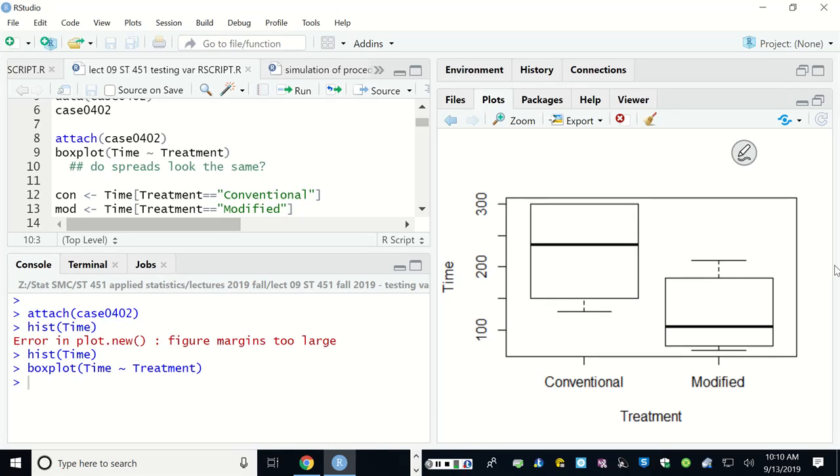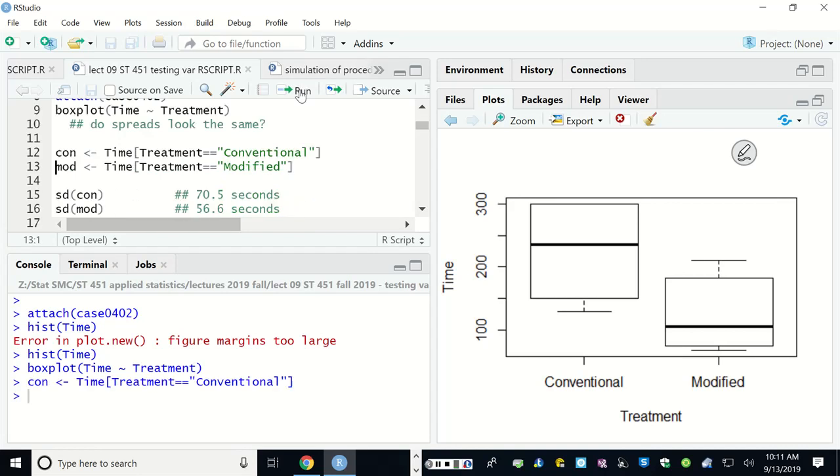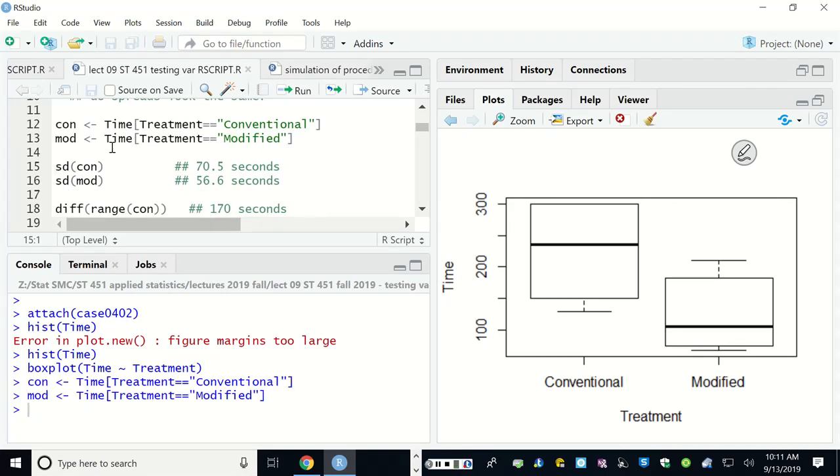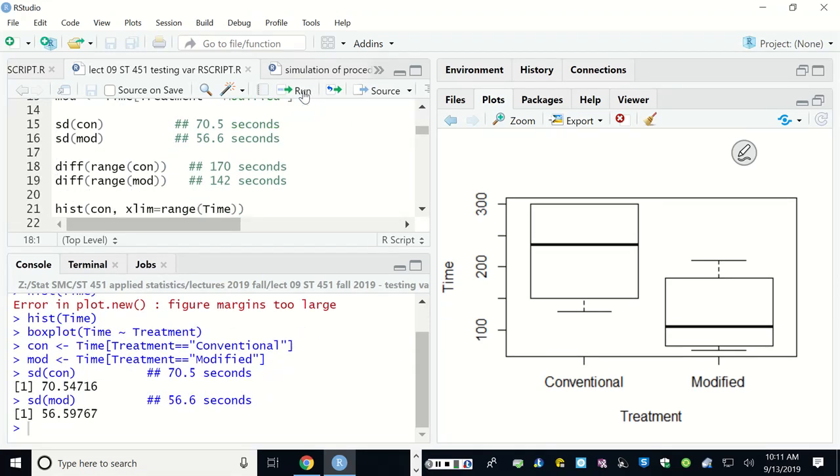But to do a t-test, we want to assess, are these variances the same? At first impression, does it look like there's much difference in variance? The central 75%, right, from first quartile to third, that looks about the same distance. You know, neither one has that long of tails. They kind of look similar, right? They look the same numerically. I'm going to save the data for the conventional and modified into two objects here to make it easier. The standard deviation for conventional is 70. Standard deviation for modified is about 57.